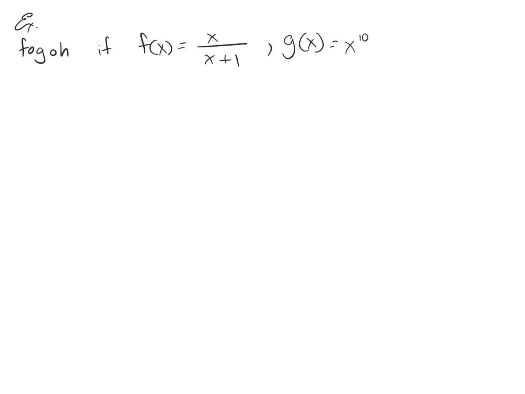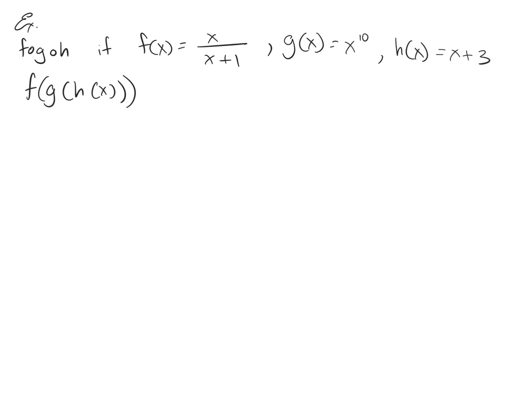Here is another example, which is in the completed notes, but not on your notes, which is f composed of g composed of h. If we have f of x equals x over x plus 1, g of x is equal to x to the 10th power, and h is equal to x plus 3. They want us to find f composed of g composed of h. So in other words, f of g of h of x.